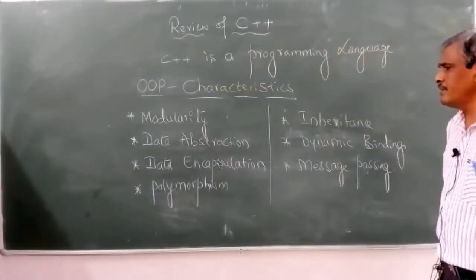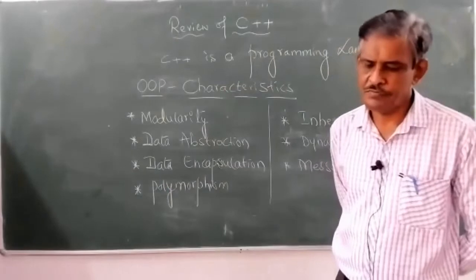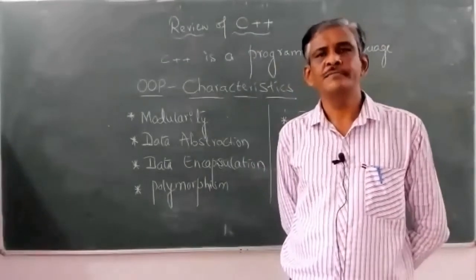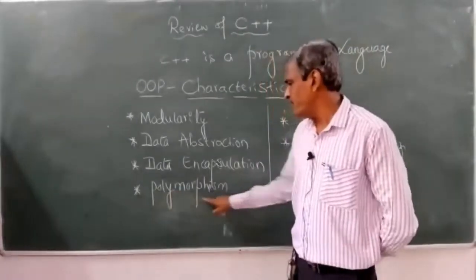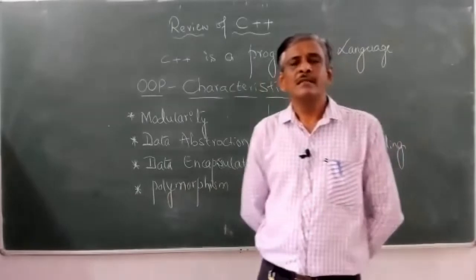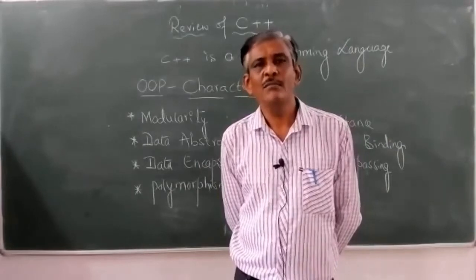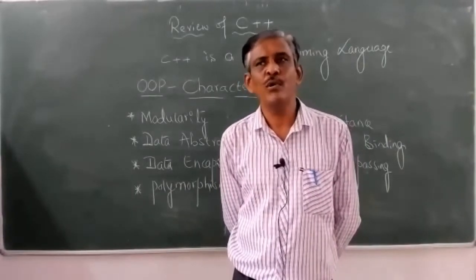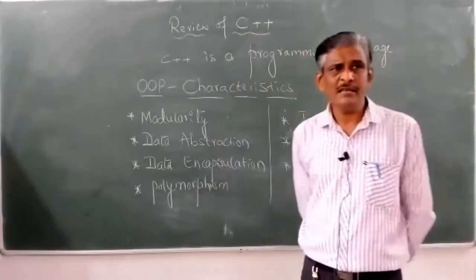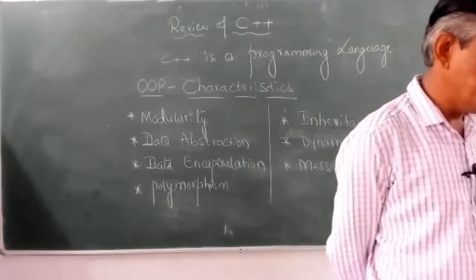Then the next one, polymorphism. Poly means many. Morphism means forms. It means many forms. The message can be processed in more than one form, that we are calling polymorphism. A message can be processed in more than one form is called polymorphism.